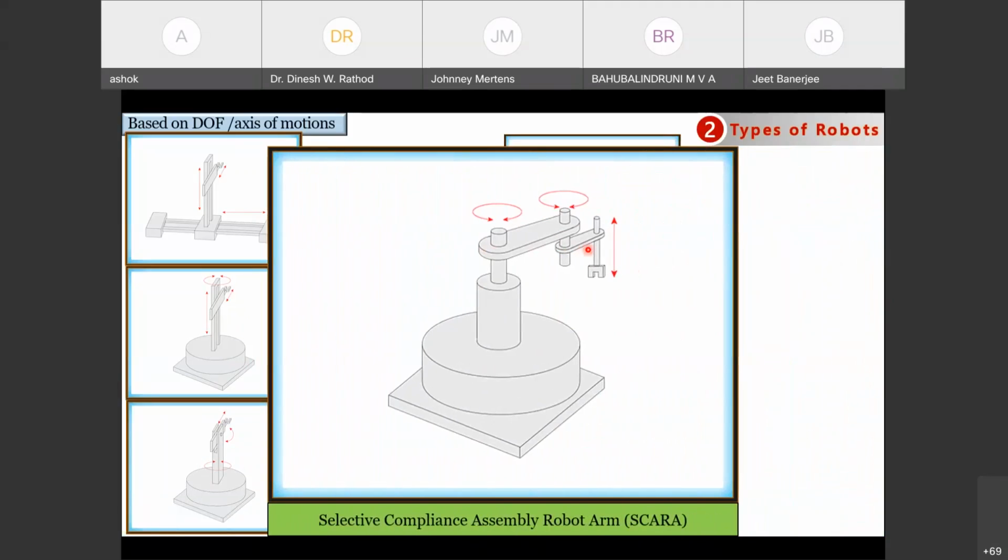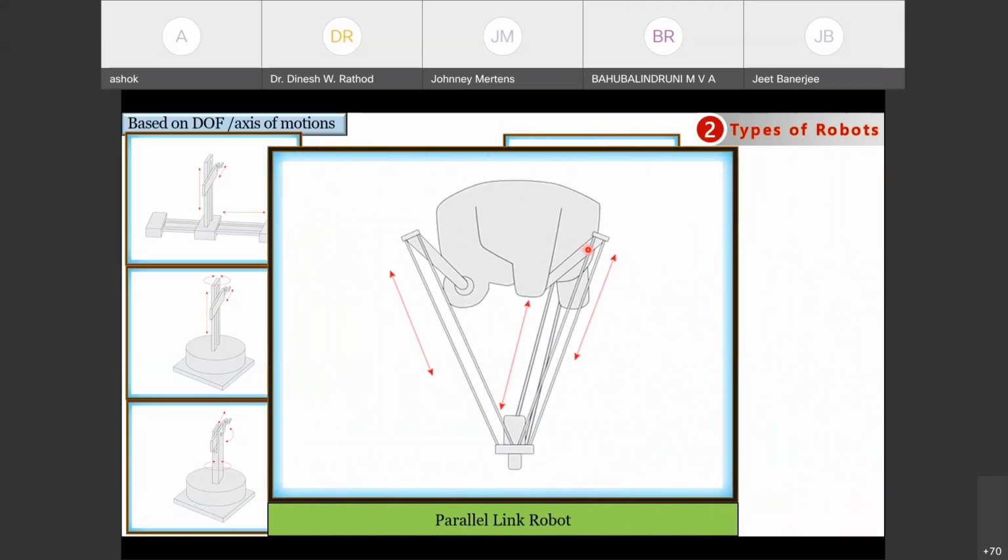Then the selective compliance assembly robot arm will be called a SCARA. So the fifth type is nothing but the SCARA, which gives only a selective motion where it has to be achieved. In such applications only, this kind of SCARA robot will be used. You will see at what application it will be used. And finally, this is the sixth type, the parallel link robot. We already saw about this type in the previous part itself.